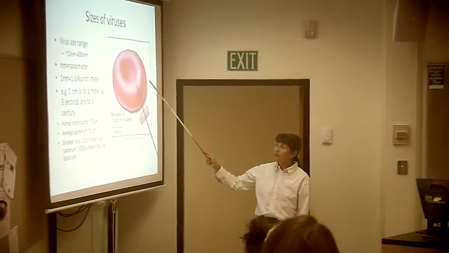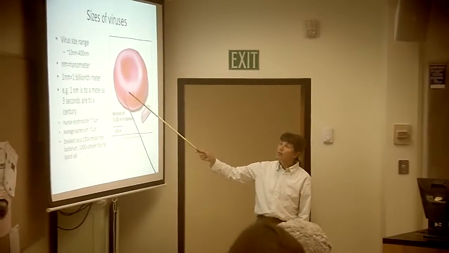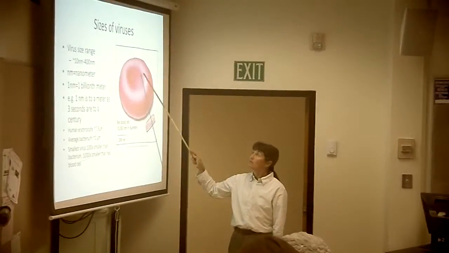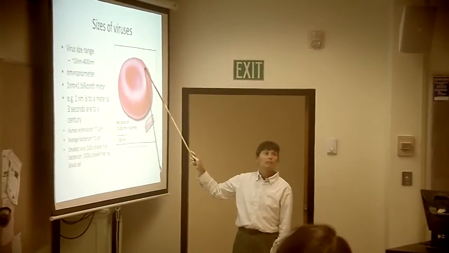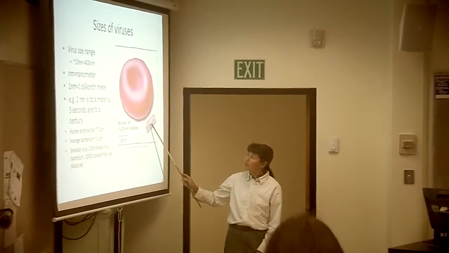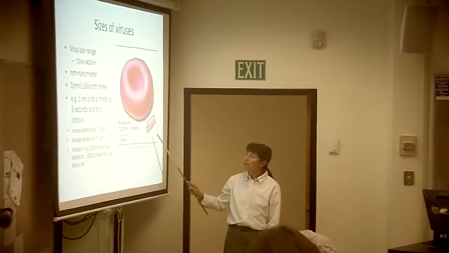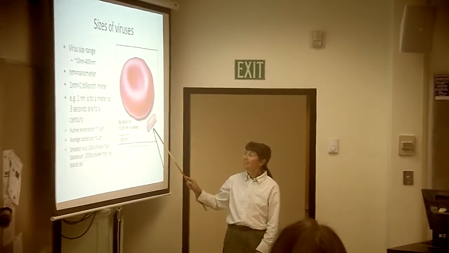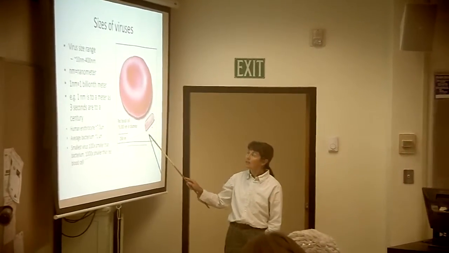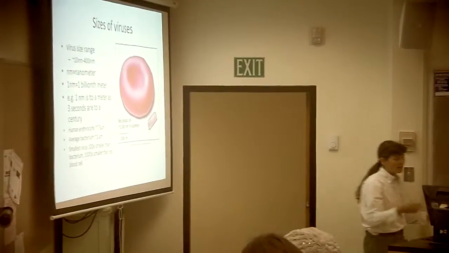Just to give some comparisons, if this is a cartoon of a human red blood cell, an erythrocyte, at about 7.5 micrometers, maybe to 8 micrometers, here's a typical bacterium like E. coli, about 3 micrometers by 1 micrometer. And what do you think these little dots are? These are viruses, okay, just to give us an idea. So we're going to zoom in here just to look at the sizes of some viruses.